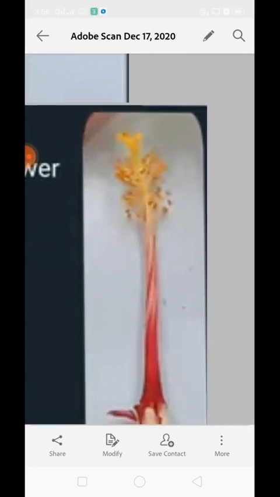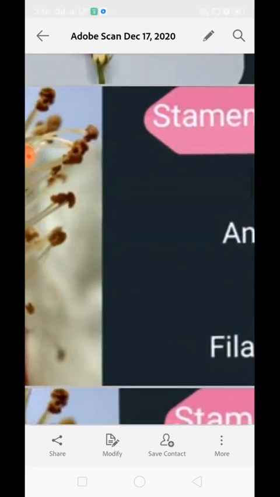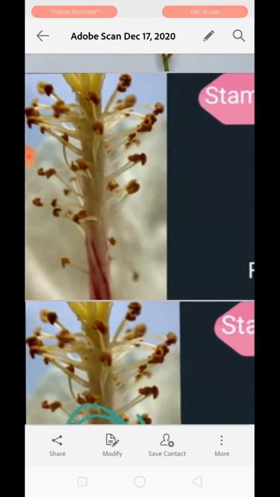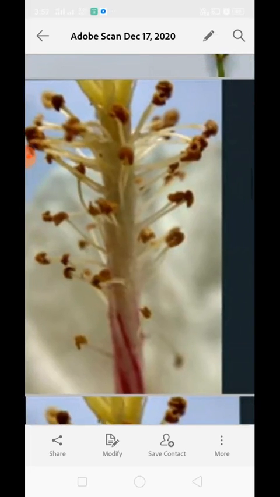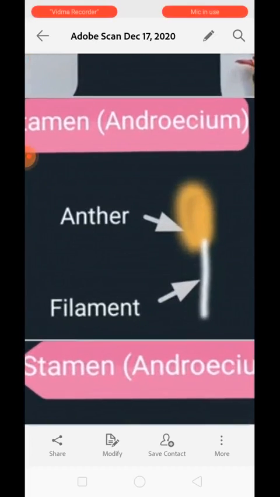As we know that China rose is a bisexual flower, so this structure carries both male and female parts. Now we are going to study the male part. You can see over here in the picture, these are the male reproductive parts of the flower. Male gametes are produced over here. Understood? The male part of the flower is also known as stamen or androecium.